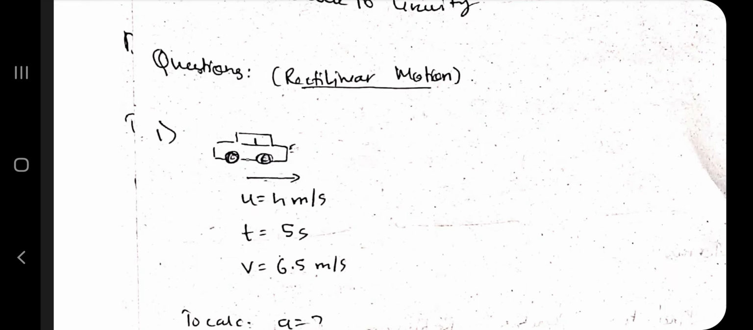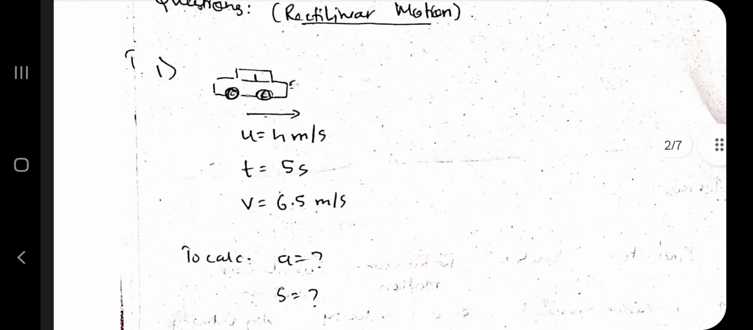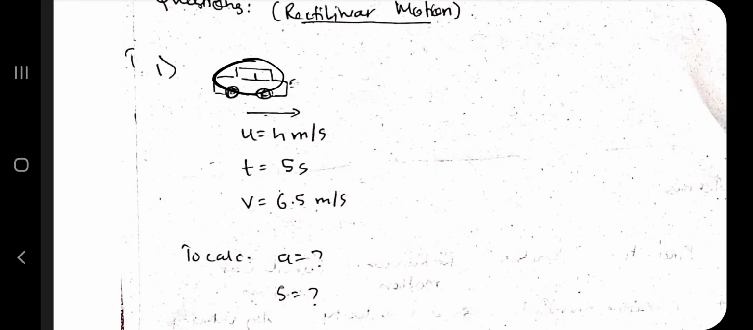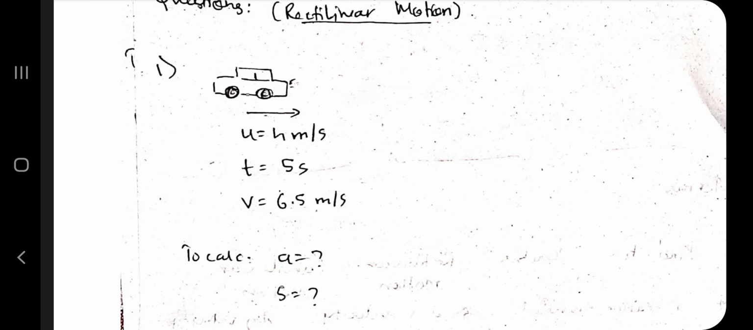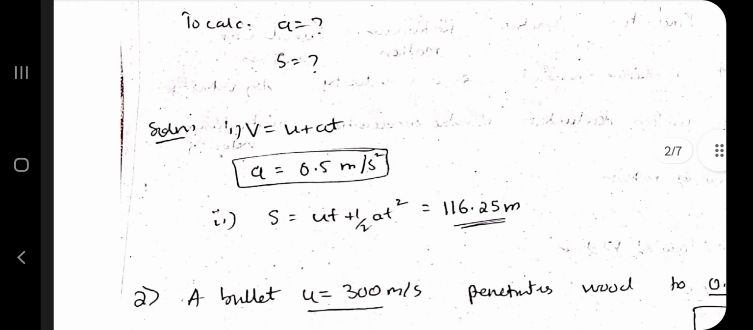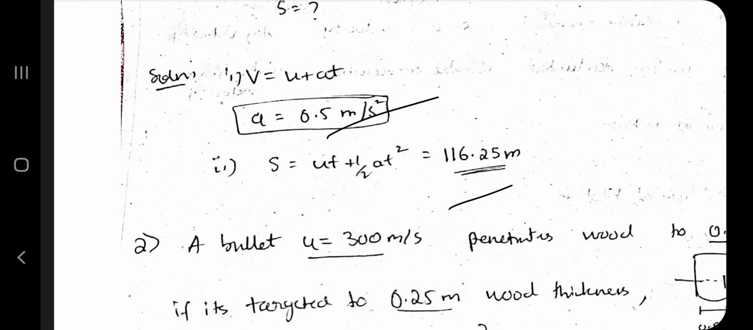So I have not written the whole question. The main point of these questions are like this: a car moving at the initial speed of 4 meter per second. It travels for 5 seconds and its final velocity is 6.5 meter per second. All we have to do is find out a and find out how much distance it traveled. How to find out a? (v minus u) by t will give us a. And how to find out s? S is nothing but ut plus half at square. All the values we have, just substitute those values to get the final answer here.